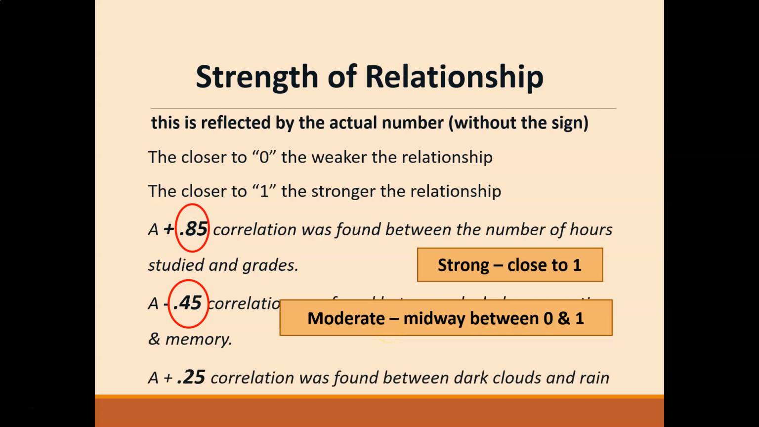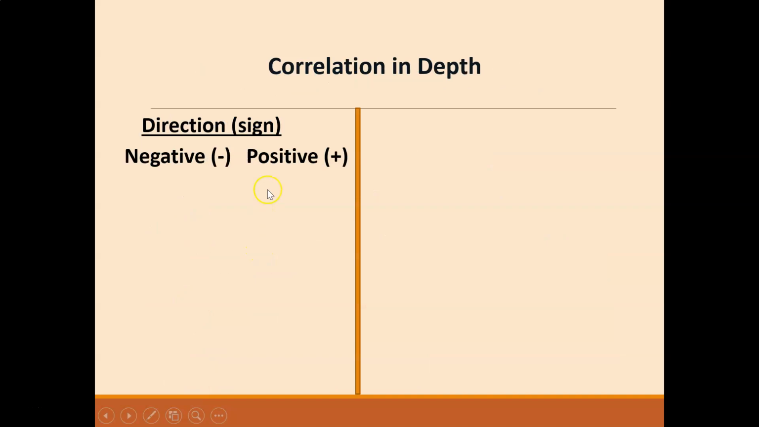And then a 0.25, positive 0.25, they go together. Okay, but it's a low correlation. So we're not talking about a very, very strong correlation if it's 0.25. All right, so hopefully this makes sense. So the sign is direction, and the number is the strength. So let's go ahead and look at this quickly.